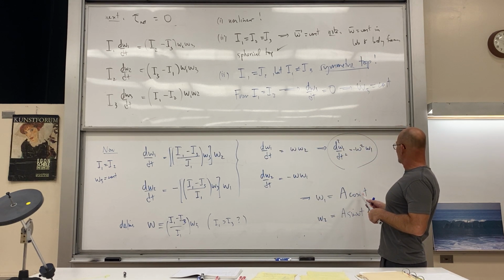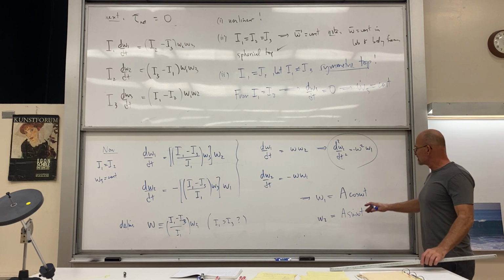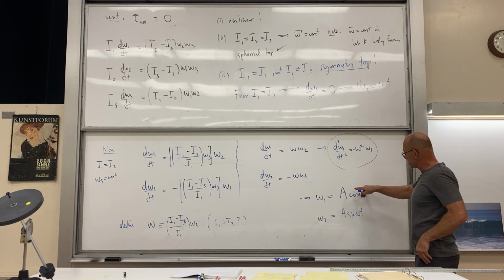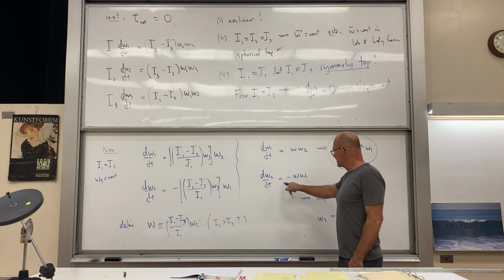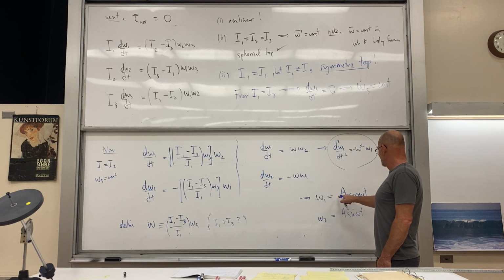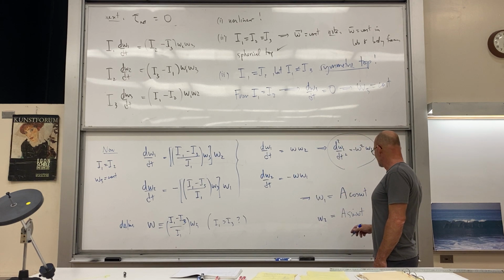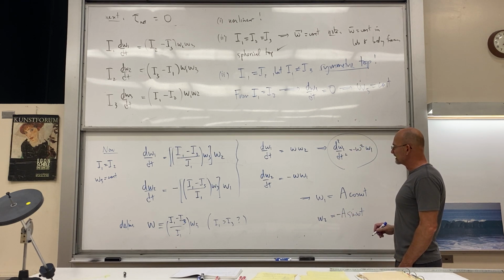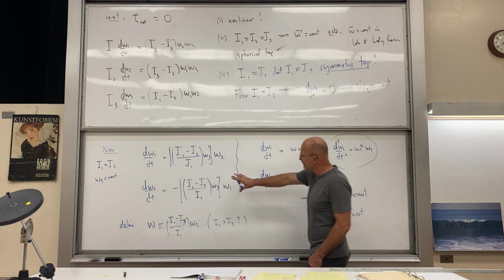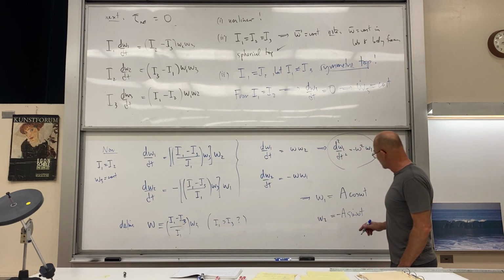Omega 1 is A cos omega t. Yeah, these just differ by a phase, okay? So if I take that particular phase here, then d omega 2 dt is minus A cos omega t. Good. So minus A sine omega t. That's going to start to play a role with these different signs here as well, but at the moment we're not worried about that.